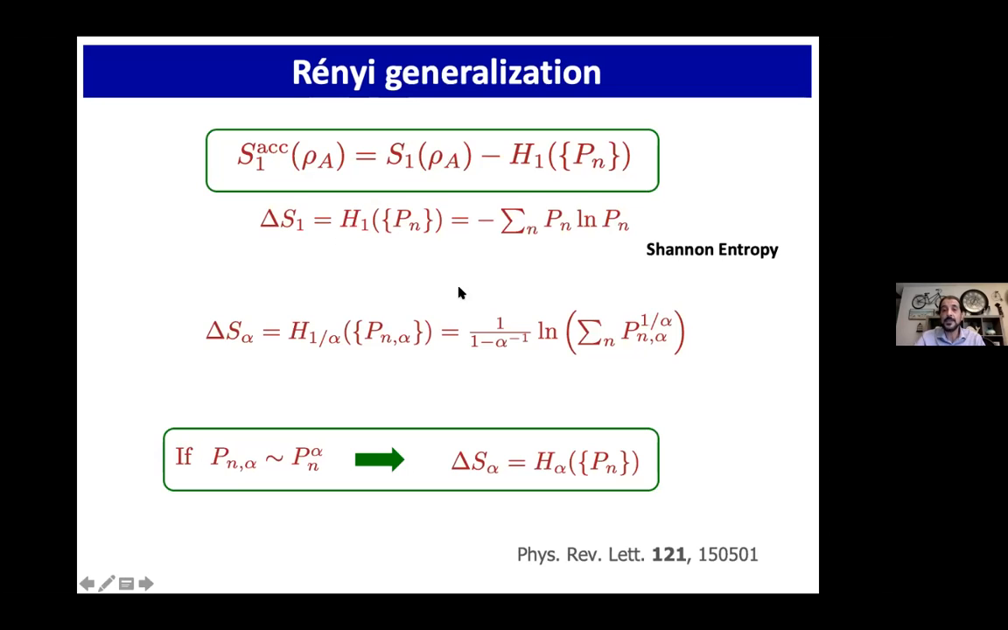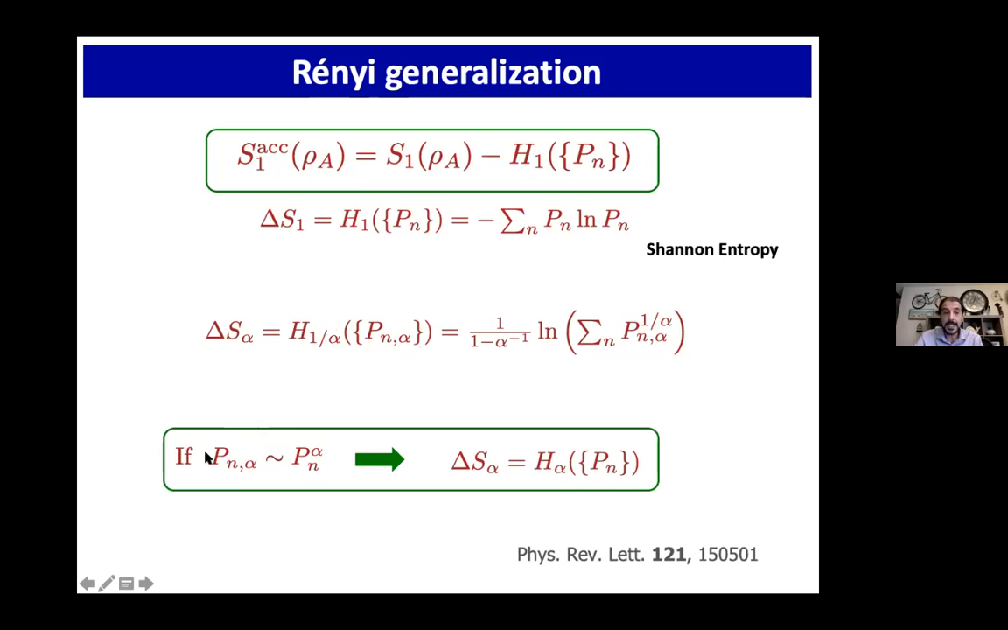However, for the generalized measure, the delta S alpha is not equal to H alpha of P_n as one would expect. It's equal to H of 1 over alpha of P_n alpha. And that will take that form. So the difference is not exactly the classical Rényi entropy of the particle number distribution.